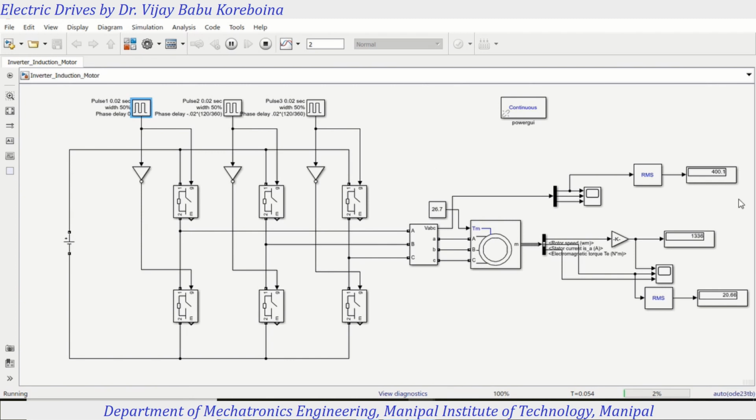So typically 400 volt RMS we are giving to the motor, and the frequency, as I told you, is maintained with 50 hertz switching. You can see around 1430 RPM it is running fine.